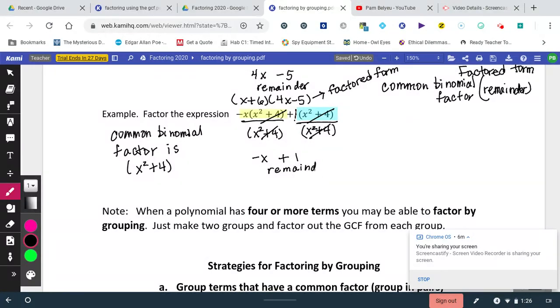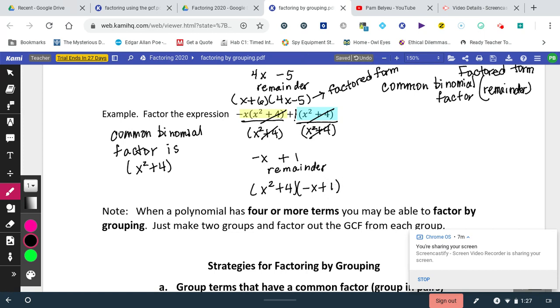So when I write this in factored form, the common binomial factor, which is x squared plus 4, times negative x plus 1, the remainder. And that's it. I wish it wouldn't make those markings like that. You can't really tell what the number is.